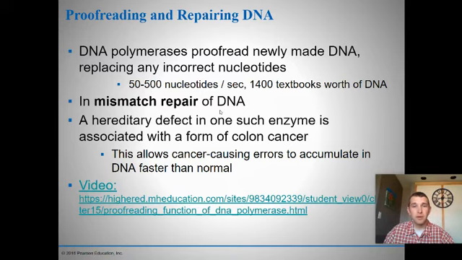Mismatch repair is one type of repair. So this is where we've got like adenine, instead of being bound with thymine, might be bound with guanine or cytosine instead. That's one type of repair that's being done by a type of polymerase.